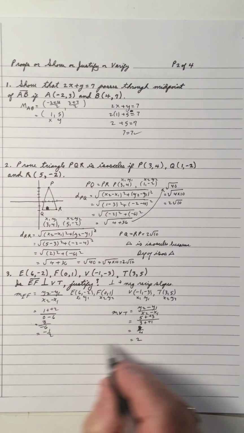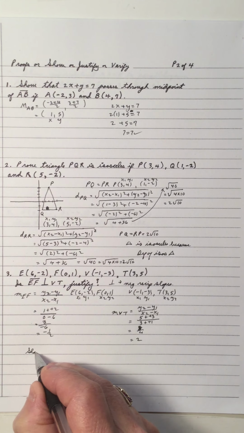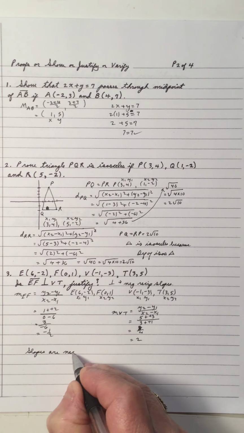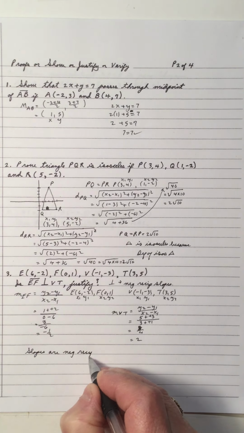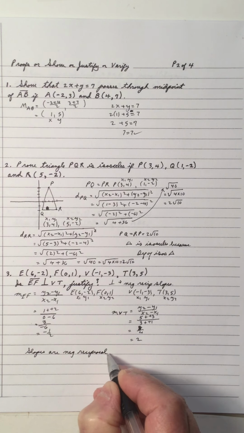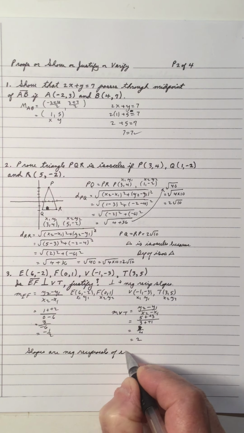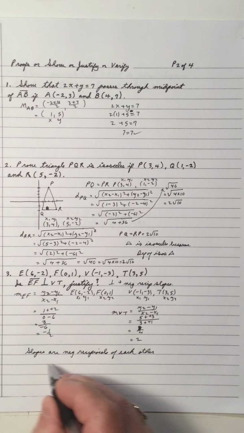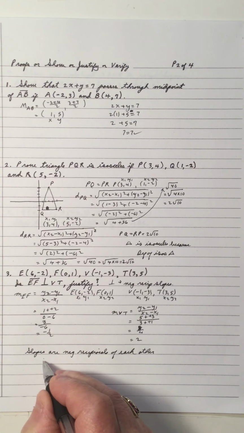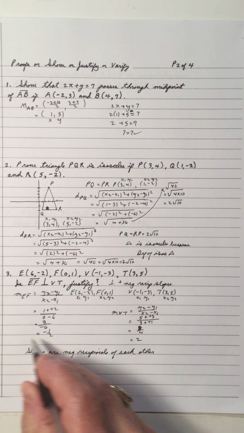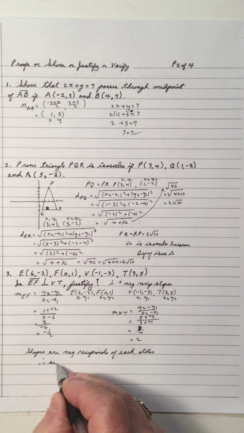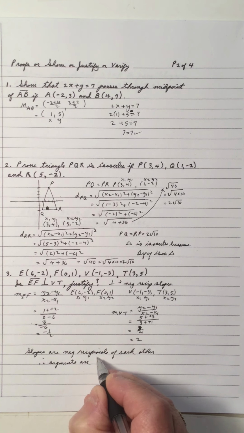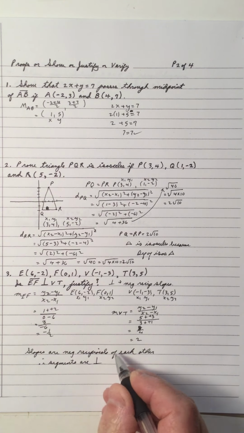And the slopes, so notice, the slopes are the negative reciprocals of each other. Hence, the segments are perpendicular because of negative reciprocal slopes.